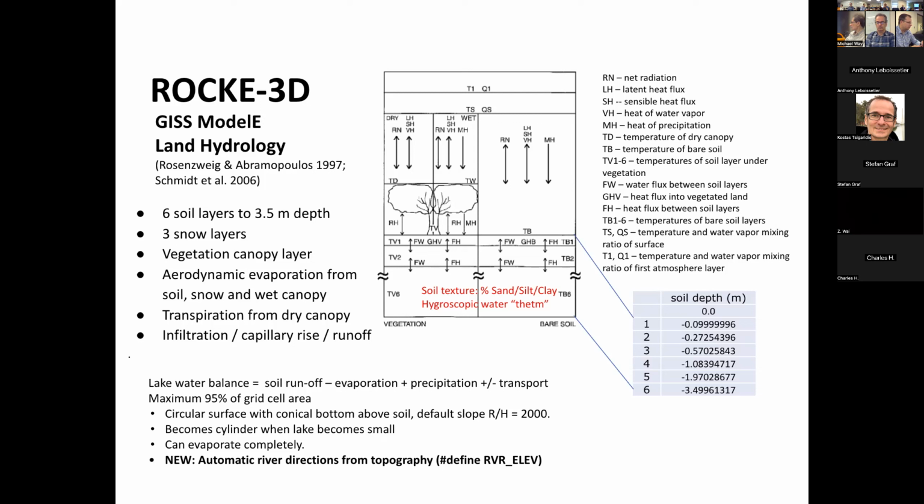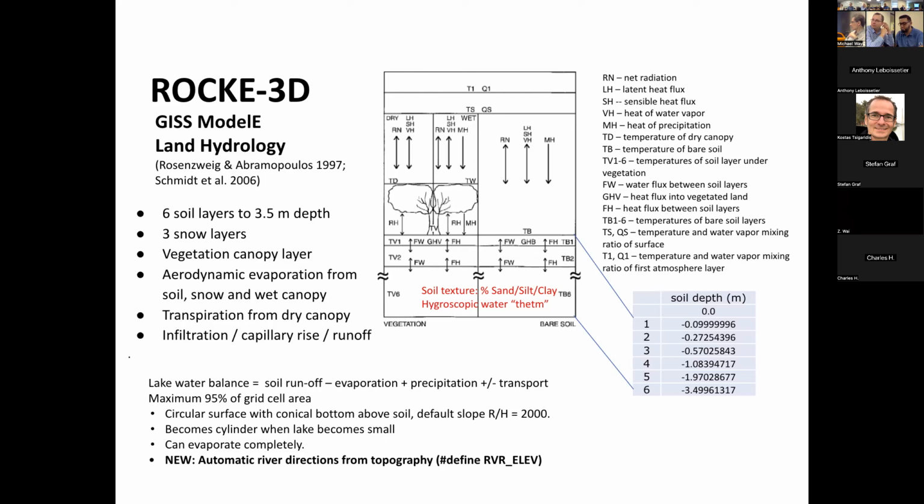There is evaporation from all land types: soil, snow, and wet canopy, so the water on the canopy. Then there is transpiration through the canopy. It's water taken by the roots from the soil, and the soil has infiltration downwards, capillary uptake upwards, and there is a runoff from each layer, and the runoff goes directly to the lakes. Lakes are defined by the water balance: soil runoff, evaporation, precipitation. We also have rivers in the model, so there is a transport of lake water between the cells by the rivers.